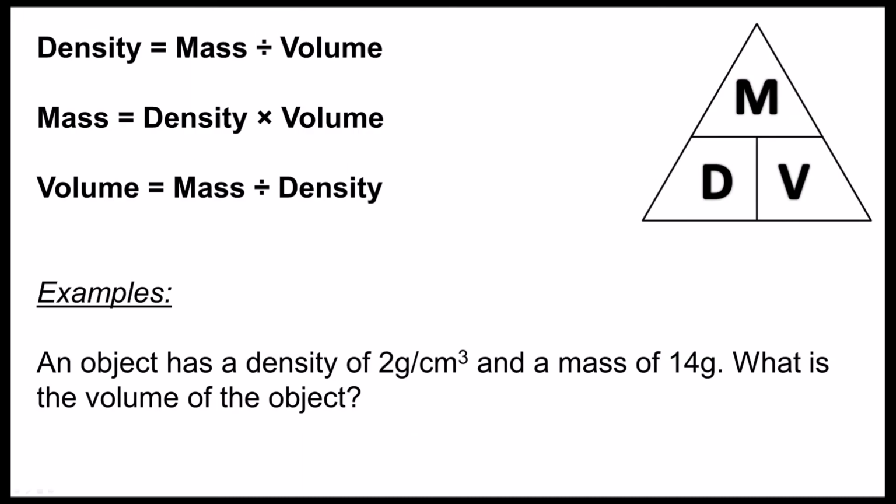In this third example, it says an object has a density of 2 grams per centimetres cubed and a mass of 14 grams. What is the volume of the object?